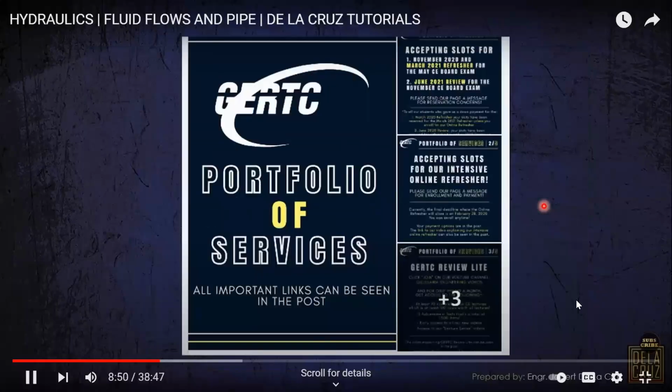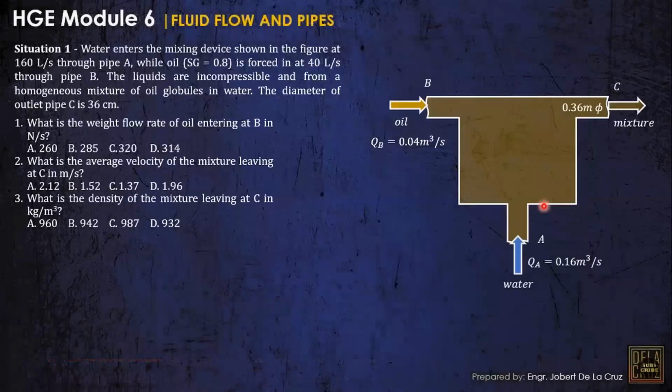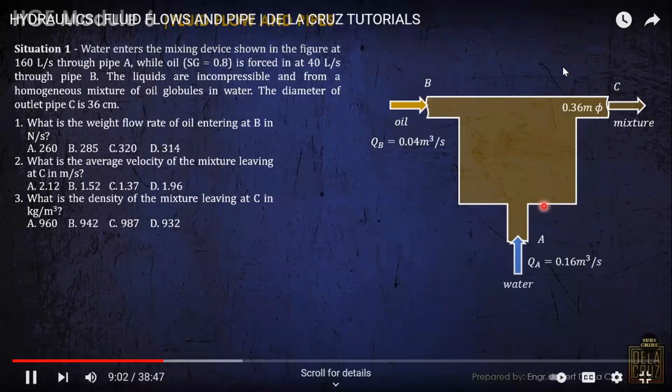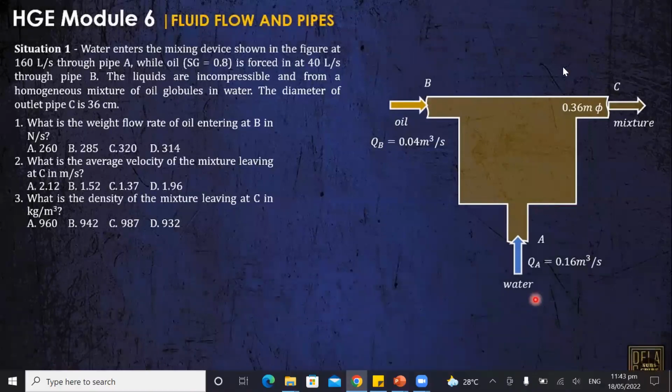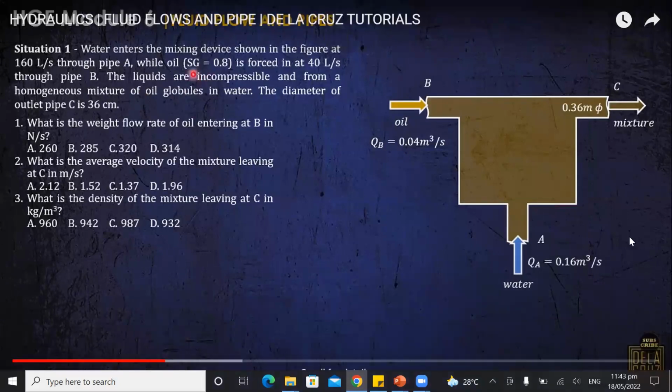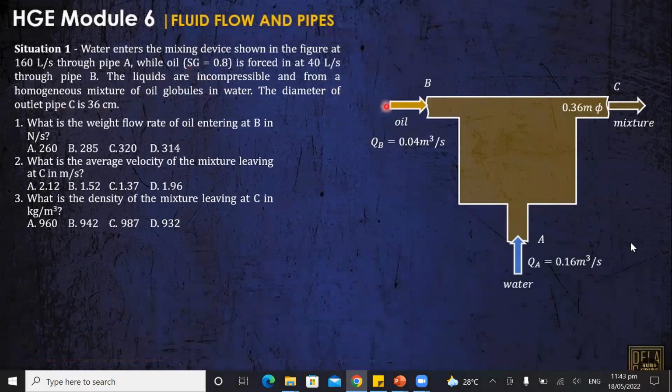All right. So let's start to solve this problem. Water enters the mixing device shown in the figure at 160 liters per second through pipe A, while oil having specific gravity of 0.8 is forced in at 40 liters per second through pipe B. So papasok siya dito yung oil.